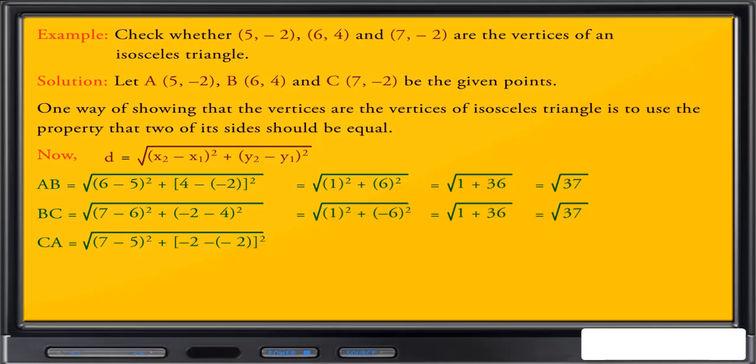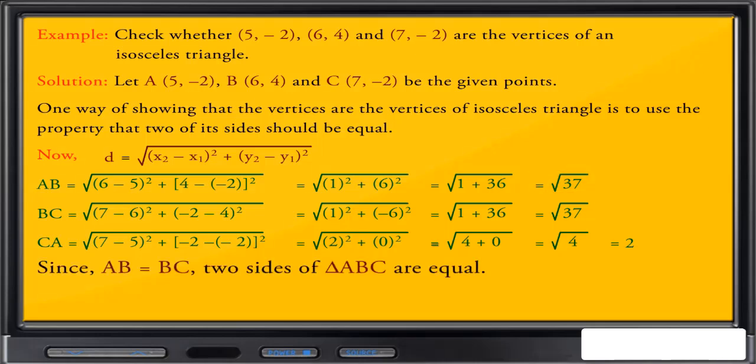And CA is equal to under root of (7 minus 5) whole square plus (minus 2 minus minus 2) whole square. This gives under root 2 square plus 0 square is equal to under root 4 plus 0, which in turn gives under root 4 is equal to 2. Since AB is equal to BC, two sides of triangle ABC are equal. Therefore, triangle ABC is an isosceles triangle.